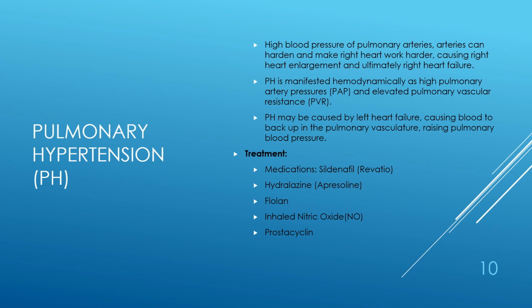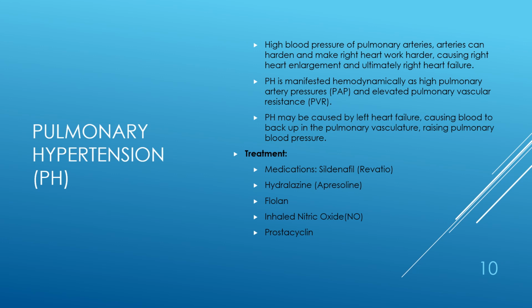Another thing you should know about is pulmonary hypertension, especially the treatment options. For example, what is pulmonary hypertension? Pulmonary hypertension is when the pulmonary arteries, which are in the lungs, are hardened, and they make it very difficult for the right heart to pump blood into them. Because of this difficulty, the right heart enlarges, and ultimately you go into right heart failure.